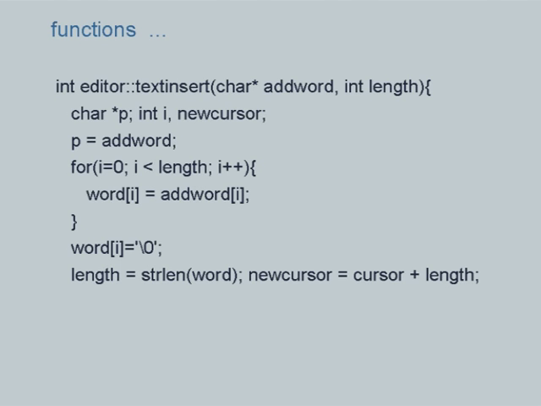There is an int editor text insert command. This will be used to insert my text. Again, I have an add word and length. Again, I am doing the same thing. I define char star p. I assign p to add word. I move the contents of add word into word.